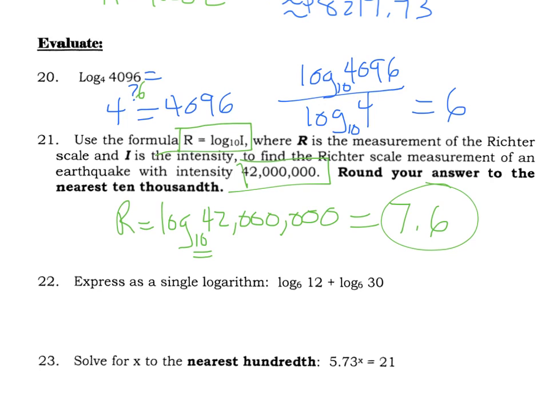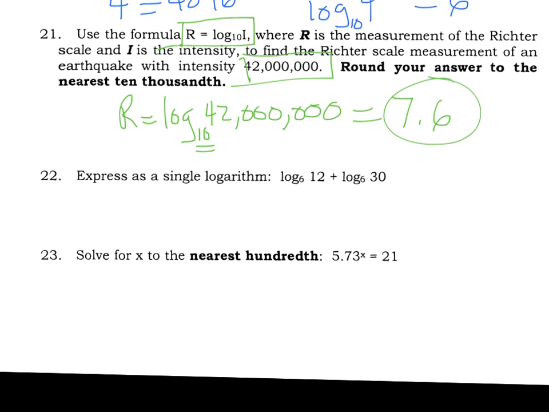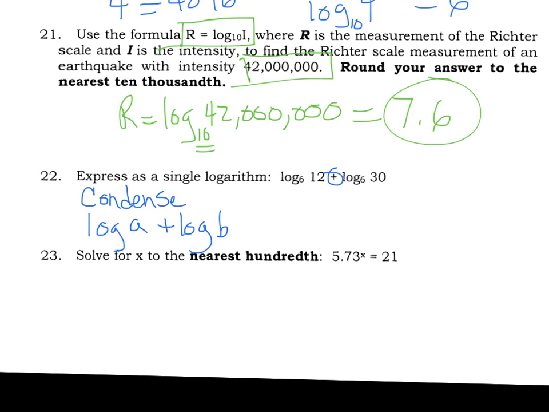Okay, moving along. Number 22 asks us to express the following as a single logarithm. Another way you may remember this is the directions to condense. Now, there's one property of a logarithm that deals with addition. It says if I have the log of A plus the log of B, that can be expressed as log of A times B.